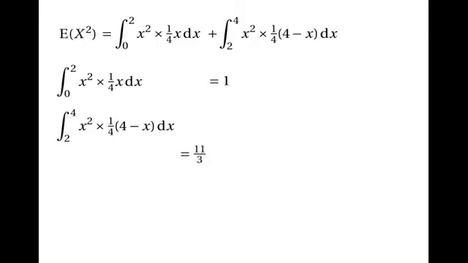So now we know the value of each of these integrals. We know that the first one is 1 and the second one is 11 thirds. So we can say that the expected value of x squared is equal to 1 plus 11 thirds, which is 14 thirds.